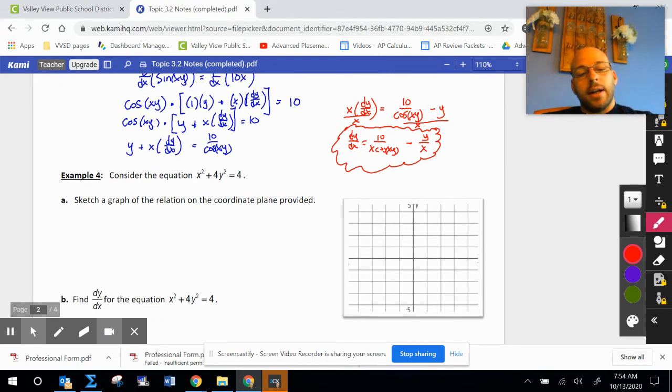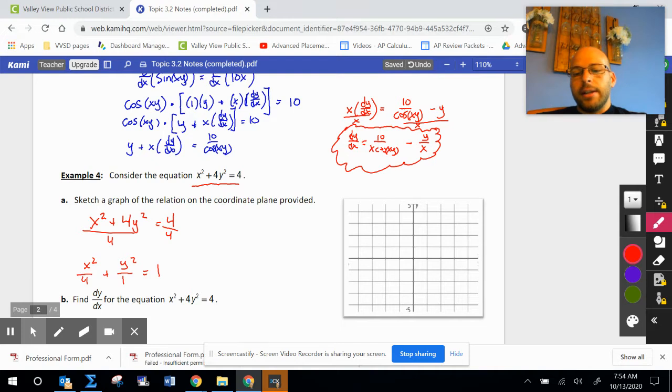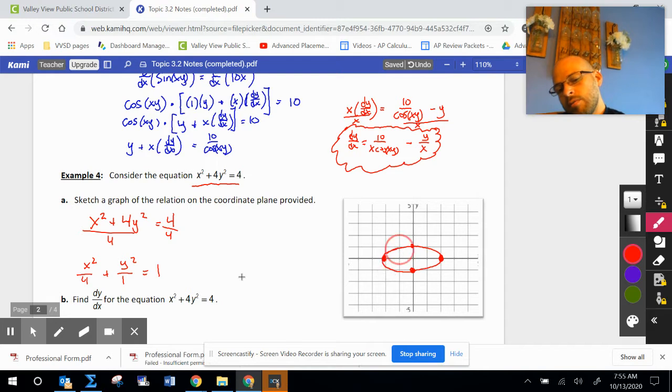So just so you can get an idea, I give you this relation. I don't know if you're familiar with it at all, depending on how much you remember of conic sections from pre-calculus. But let's say I were to divide 4 to both sides. I get x squared over 4 plus y squared over 1 equals 1. This is going to be an ellipse. So again, I don't know what you remember, but I just want you to be able to see a graph. My major axis would be 2. My minor axis would be in the y direction of 1. It's centered at the origin. So this would be my graph.